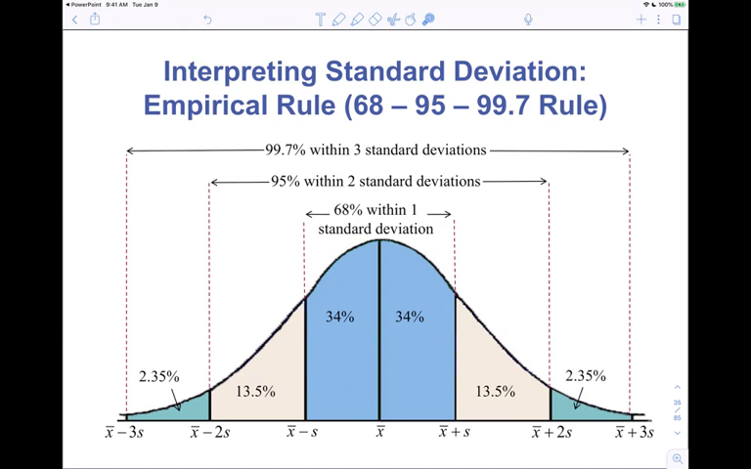So when our data has this bell-shaped curve, then as long as we're plus or minus 1 standard deviation, that's going to be about 68% of the data. 2 standard deviations is going to encompass about 95% of the data, and 3 standard deviations is going to be about 99.7% of the data, right?